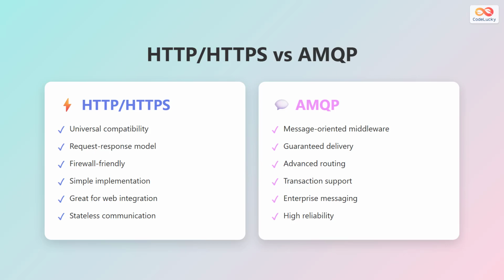HTTP and HTTPS provide universal compatibility with a simple request-response model. They're firewall-friendly and easy to implement, making them perfect for web integration. The stateless nature of HTTP makes it straightforward, but less efficient for real-time scenarios. On the other hand, AMQP is a message-oriented middleware protocol offering guaranteed delivery and advanced routing capabilities. It supports transactions and is designed for enterprise messaging scenarios requiring high reliability. AMQP is more complex, but provides robust features for critical applications.